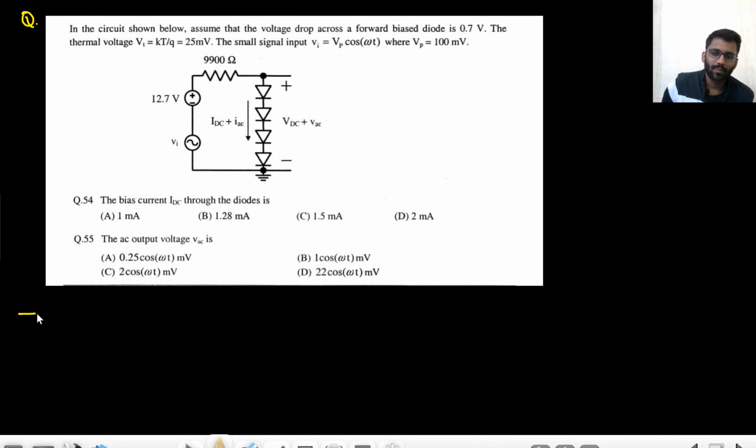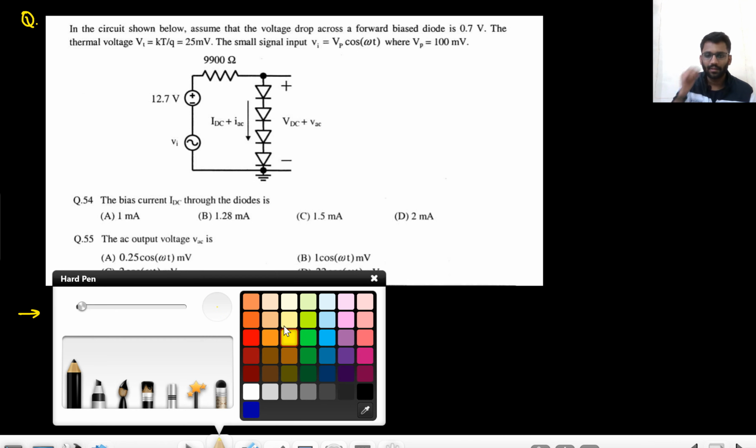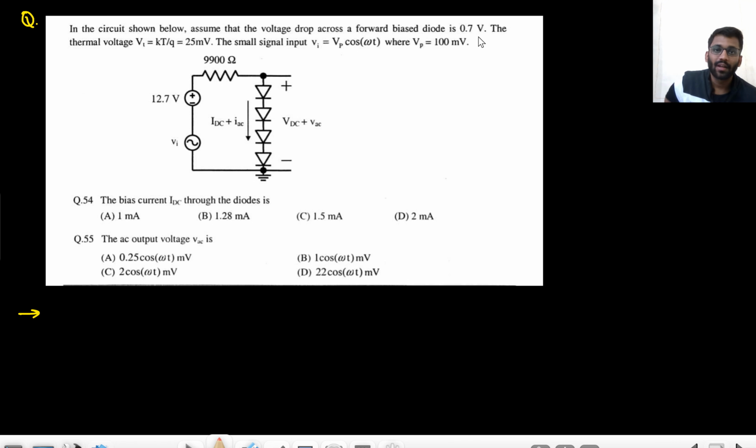I also want you to solve this problem on your own. First, you need to find the DC current. There are two voltages, DC voltage and AC voltage. Since there is 12.7 volt and 4 diodes are there, what will happen to the diodes? Diodes will certainly turn on, and all have the cut-in voltage or forward bias voltage drop of 0.7. So each will give you 0.7 in this direction, so here it will be 2.8 volt, right?